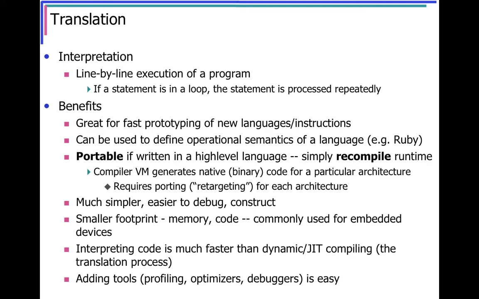Next, interpreting code is much faster than JIT compiling in terms of the translation process. We only have to interpret one instruction before making progress in the execution, whereas compiling requires that we translate more than one instruction, and so it's just going to be a little bit slower for the translation process. But overall, the executed code is probably going to be faster if you compile, so there's just a trade-off there. It's easy to add tools to interpreters, which is another benefit.